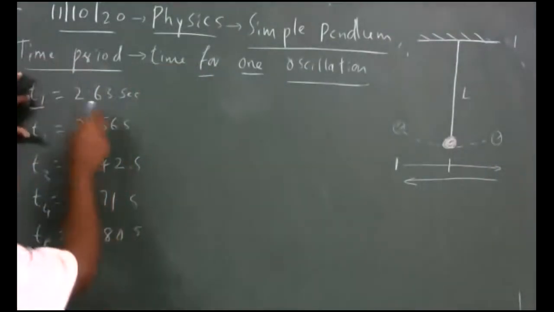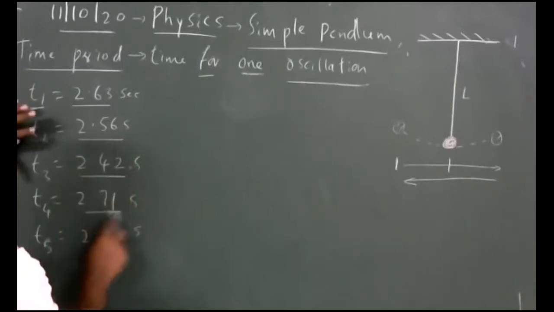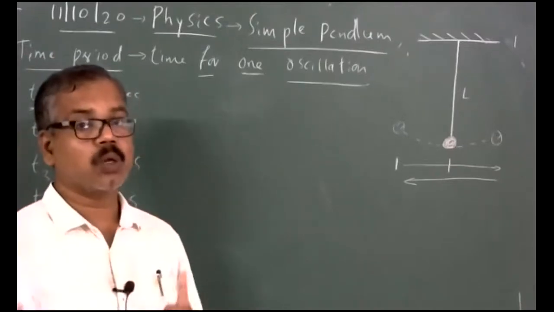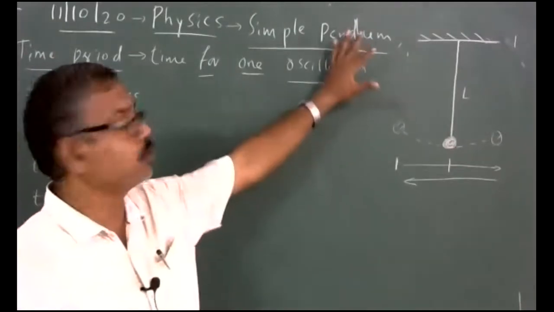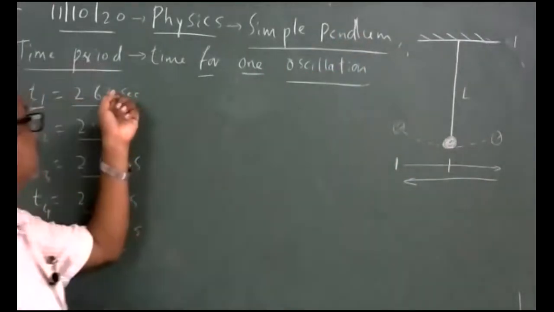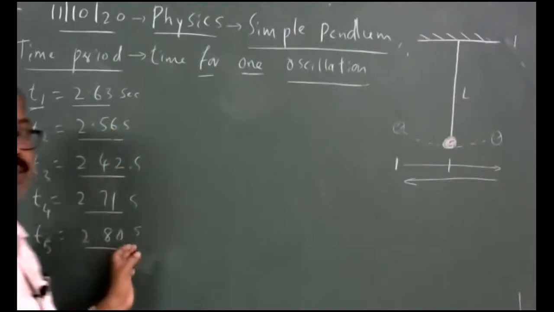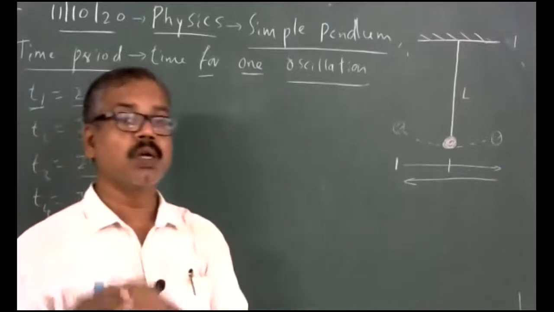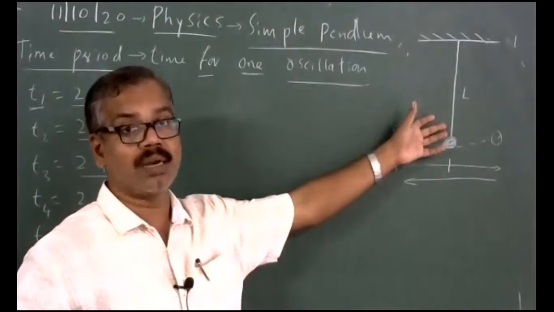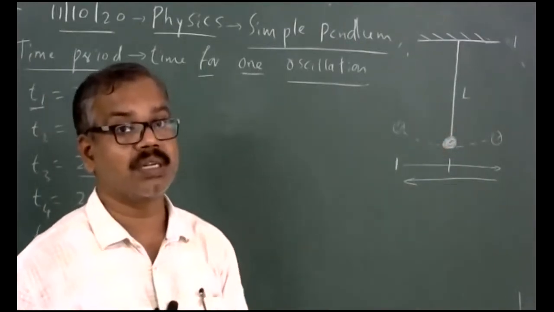So the first measurement I did is 2.63. Then similarly, second 2.56, 2.42, 2.71, 2.80. I had 5 time periods. Then the question is, what is the absolute error in this experiment? We have done an experiment. The first oscillation takes 2.63, the second takes 2.56, then 2.42, 2.71 and 2.80. Now the question is, what is the absolute error in measuring the time period? What is the relative error? What is the percentage error in measuring the time period?